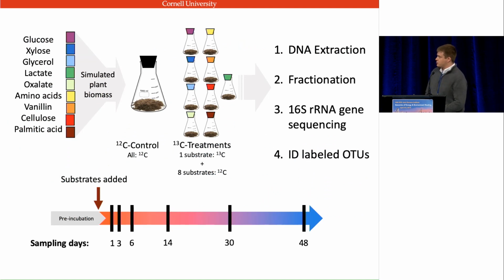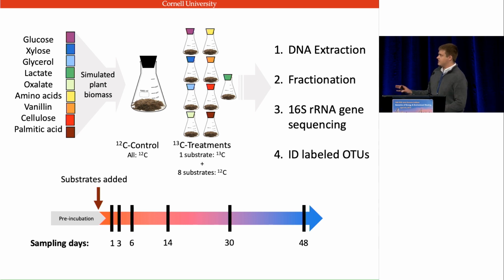For this initial study, which was done by Nick Youngblood and Chantal Coakley, they took 9 substrates, which are representative of what you might find in plant biomass. They mixed these 9 substrates together as a simulated plant biomass additive and added this to all of the soil microcosms. These microcosms were split into 2 groups. There's a 13C treatment group, where one of these substrates is labeled with 13C, while the other 8 substrates are unlabeled. There's also the 12C control, where all 9 substrates are just 12C unlabeled.